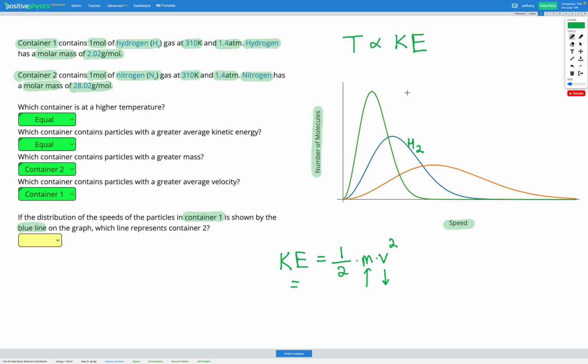So that means that this green graph is the one that has a lower average speed compared with our blue graph, which is for hydrogen. So this one must be the one that's for nitrogen. The orange graph, on the other hand, shows a higher average speed. So that can't be the correct one. So the answer is going to be green. That's our graph representing container 2.